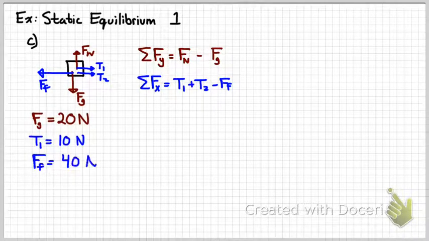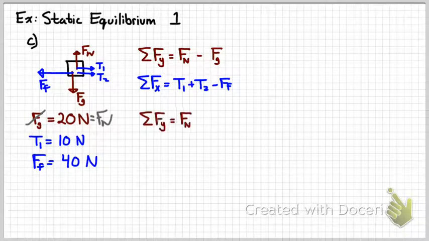I know the following. I know that the force of gravity on this thing is 20 newtons. I know that the tension in T1 is 10 newtons, and that the force of friction is 40 newtons. And we're asked to figure out the normal force, and then we're also asked to figure out the second tension. Or no, we're actually given the normal force. We're asked to find the force of gravity.